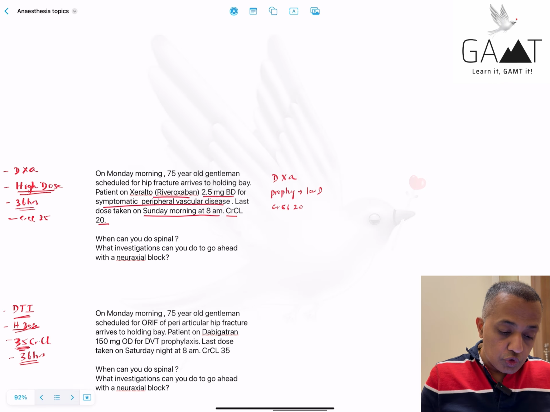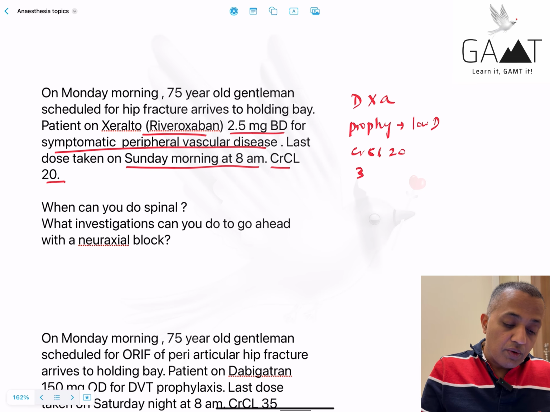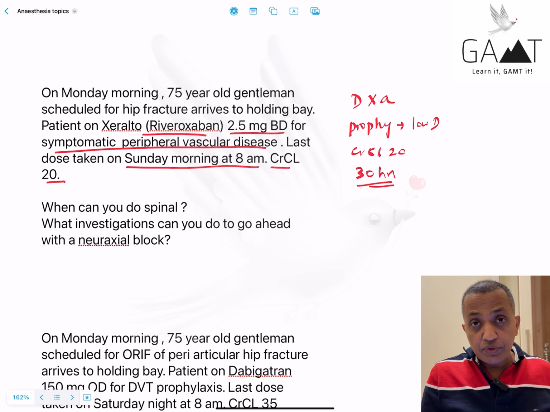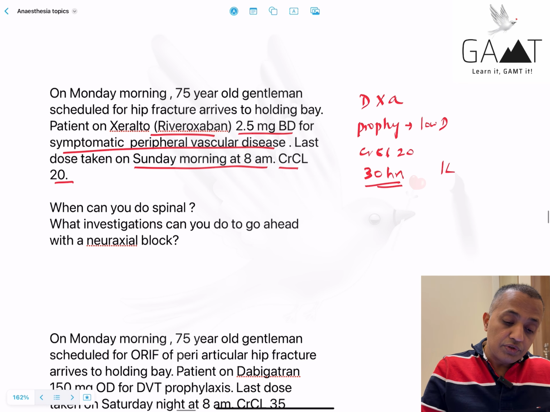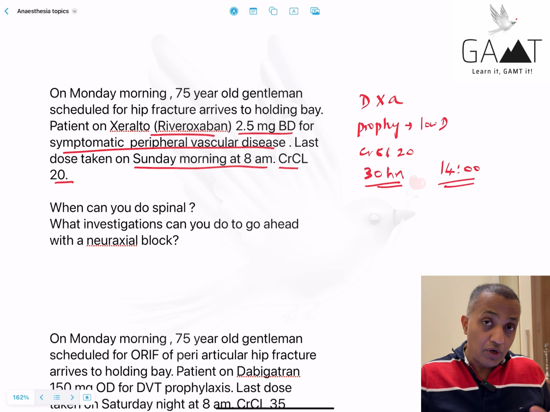The patient is on a low dose of factor Xa inhibitors and the creatinine clearance is less than 30. You need to wait for 30 hours from the last dose. The last dose is Sunday morning 8 a.m. So Monday morning is 24 hours. You need to wait around 6 more hours. So you probably can do it around 2 o'clock, 1400, is when you can do a spinal anesthetic. Okay, hope that's clear. So that's kind of how you use the GAMT.